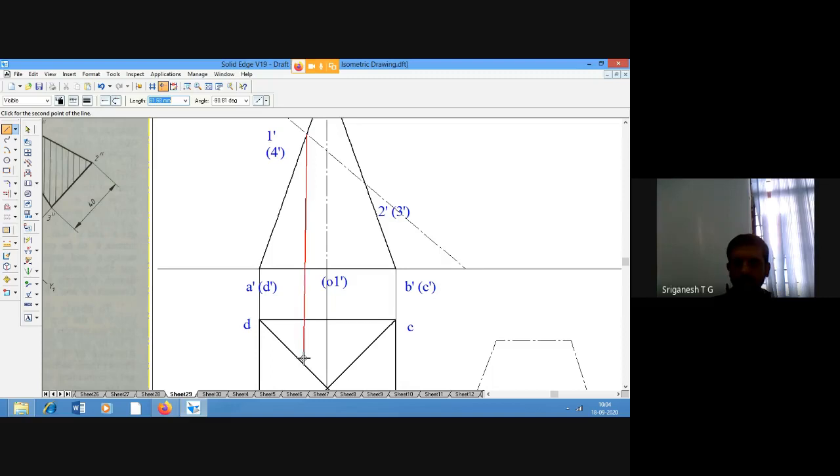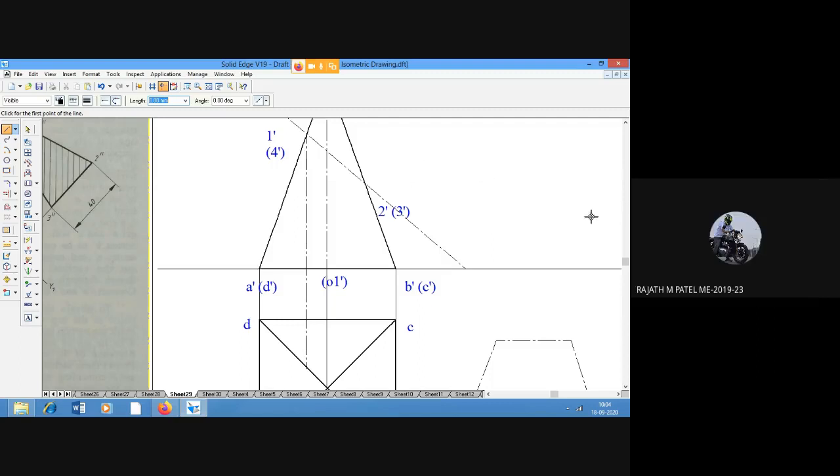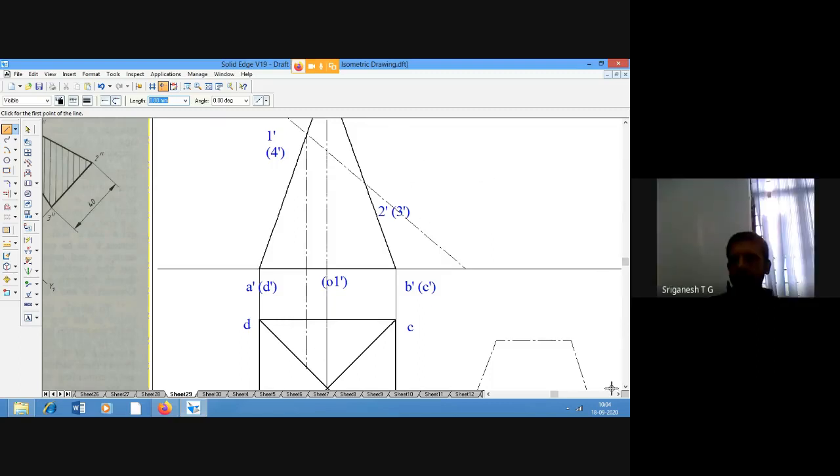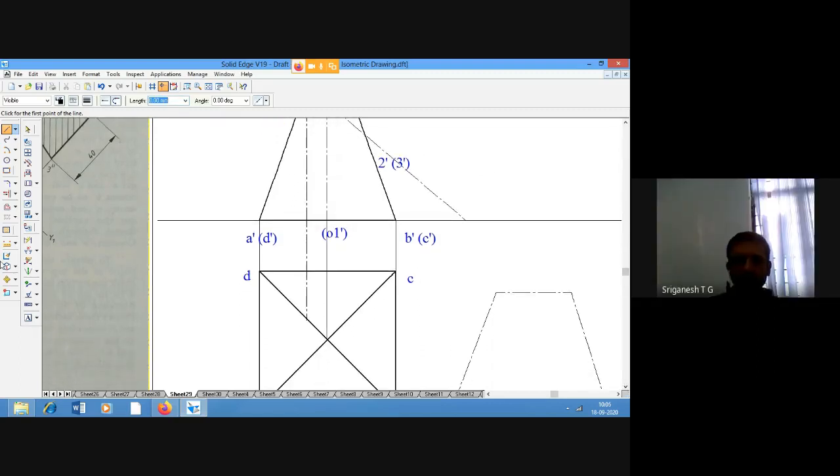From here. Okay. Where should I stop? I should stop on this slant edge only. Correct? Yes, I should stop on this slant edge. And then here. Okay. Now the trick is, what are they telling?